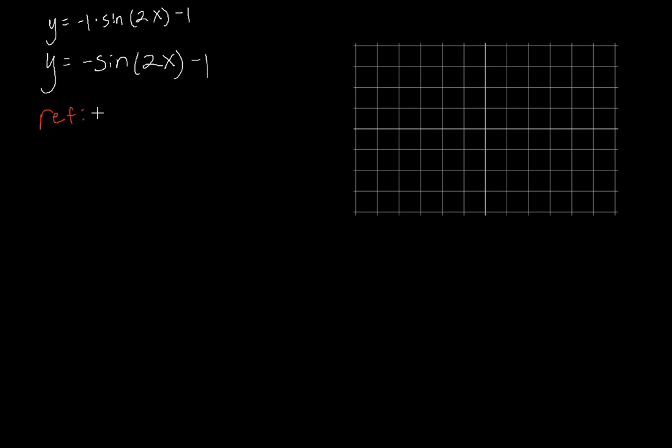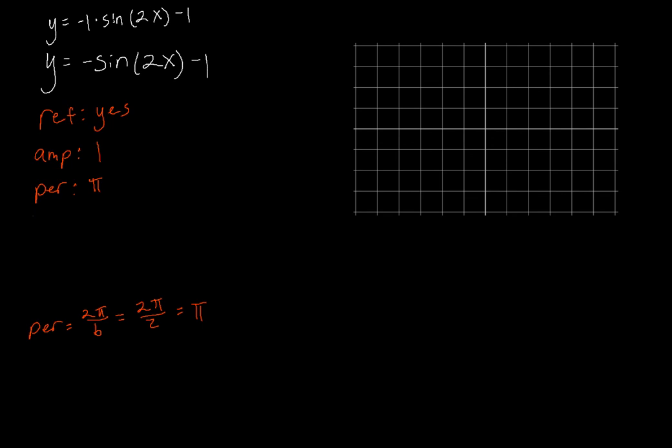So a reflection, yes, in fact, there is a reflection on this one. That's why there's the negative. Then we look at the amplitude. Amplitude here is just regular old 1. Looking at the period, the period of this guy is going to be period equals 2 pi over b, where our b value is 2. 2 pi over 2 gives us a period of pi.